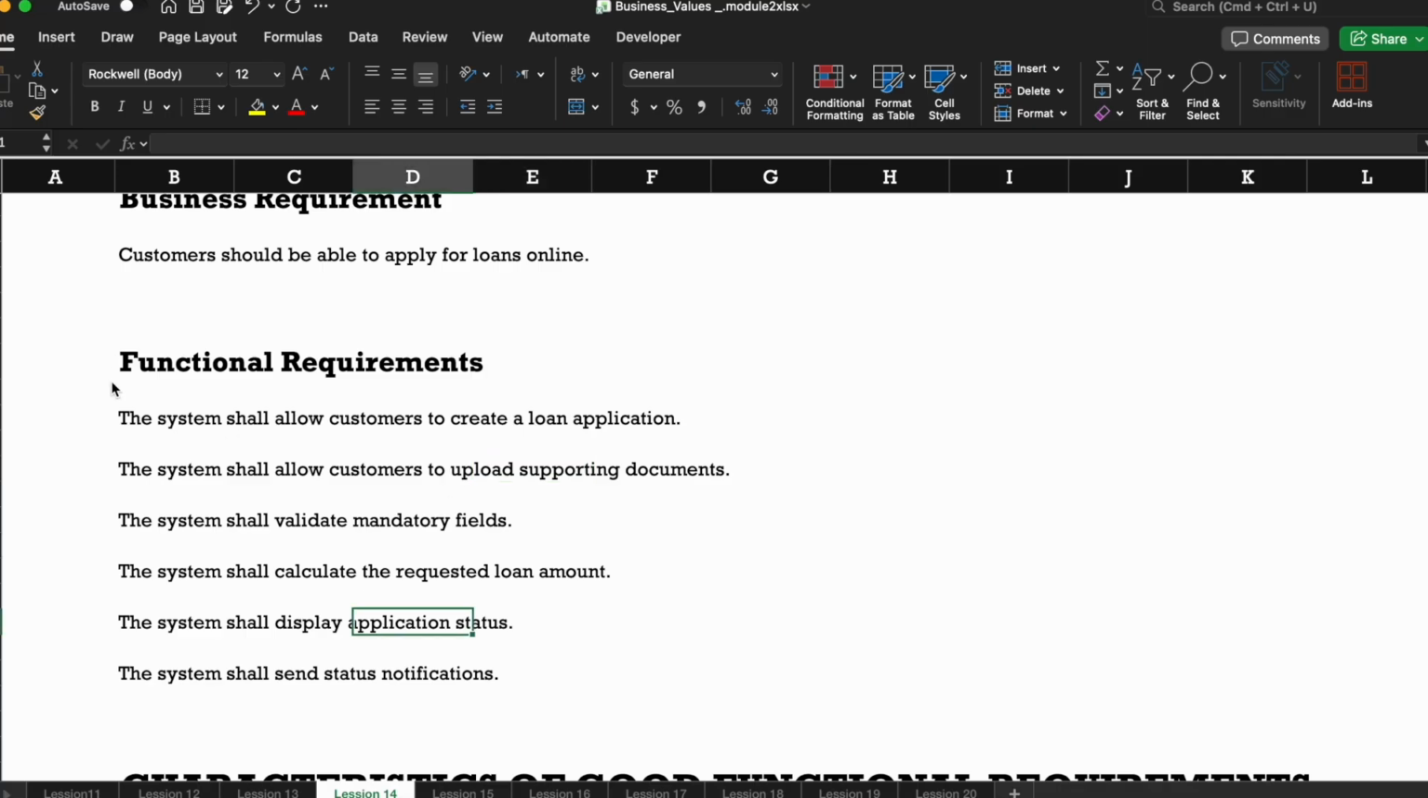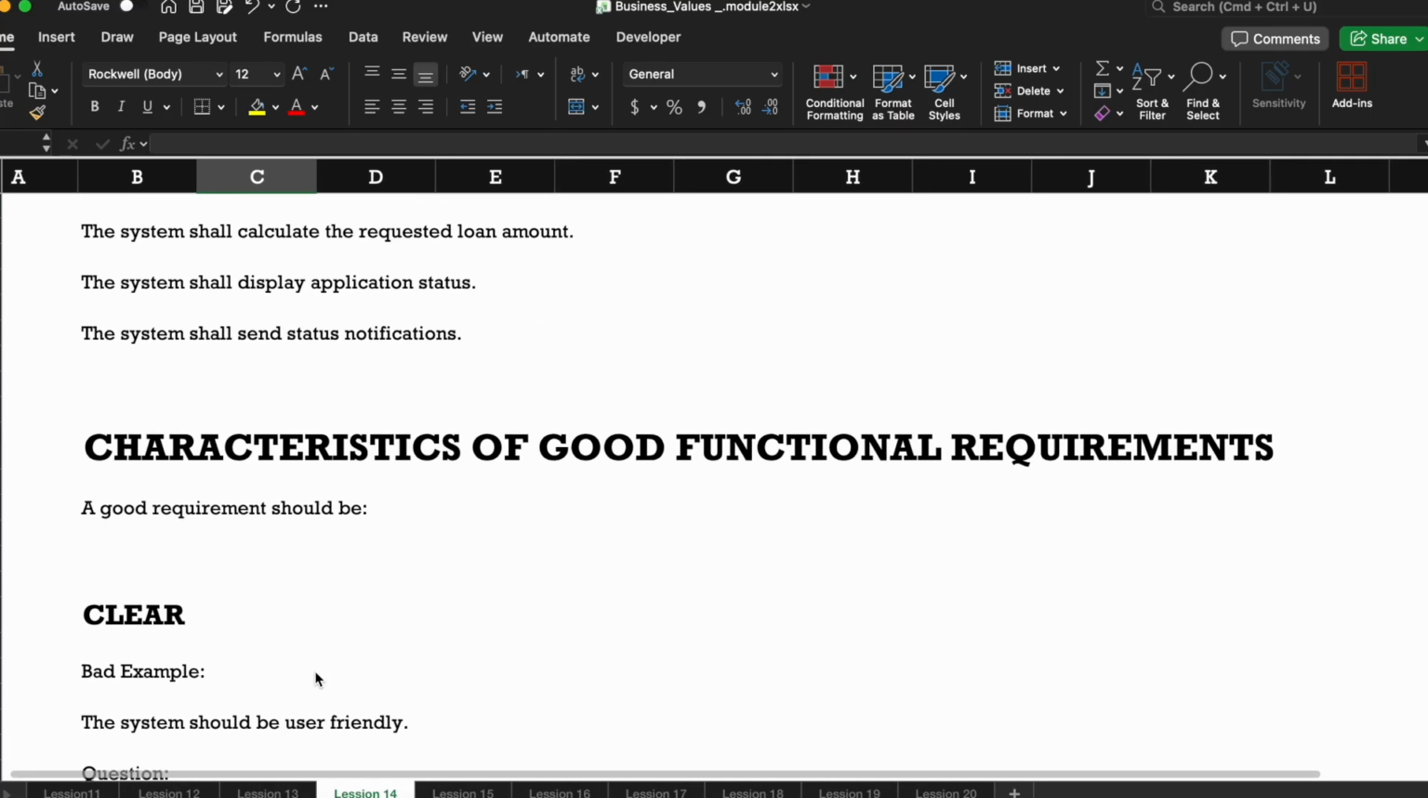Okay, I recommend you to have this format: the system shall allow, and then calculate, validate, display, send, allow. These are the action keywords, the verbs we will be using. It's not mandatory, but I recommend this way so the developer can understand clearly. So you see: allow, validate, calculate, display, send, this kind of thing.